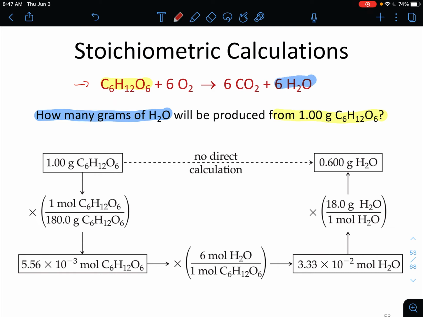So one of the first things to be aware of is there's not a direct way to communicate with the balanced equation in terms of grams, right? This equation, the coefficients are talking about molecule amounts or mole amounts.